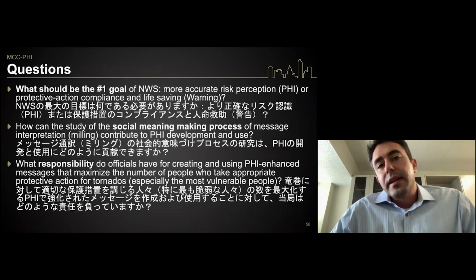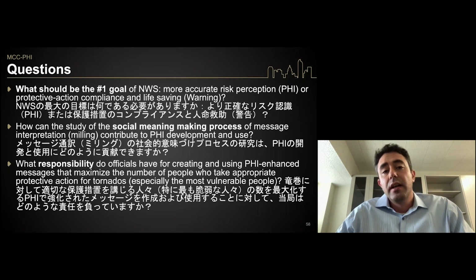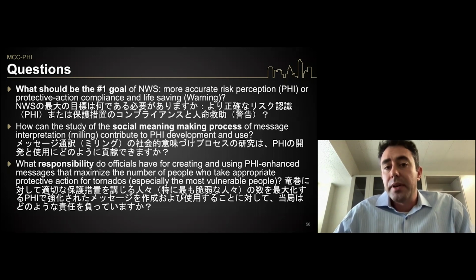So this more or less comes to the end of my presentation, but I'll leave you with a couple of questions, and I'm happy to take questions now. My questions for this group would be, what should be the number one goal of the National Weather Service with these FEE visuals? Should it be more accurate risk perception, which we know from experimental findings does improve with these FEE visuals? People make better assessments of the personal risk, and you saw our participants today make pretty good assessments. But protective action compliance, maybe that should be the goal. That's harder to achieve. But what should be the goal of NWS with these messages, do you think?